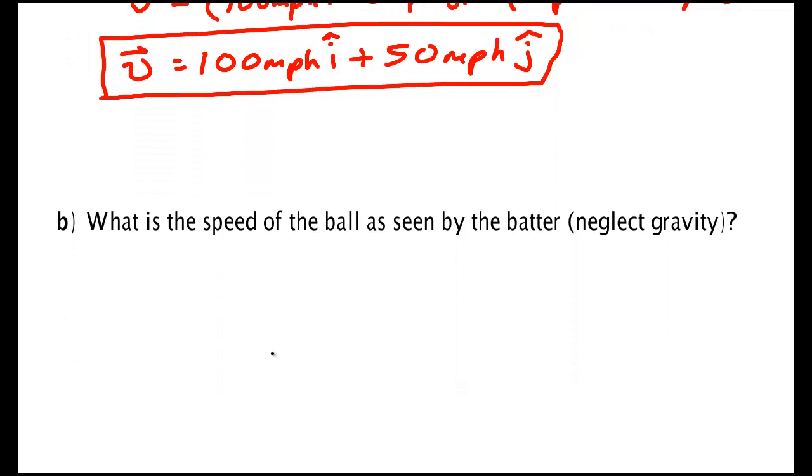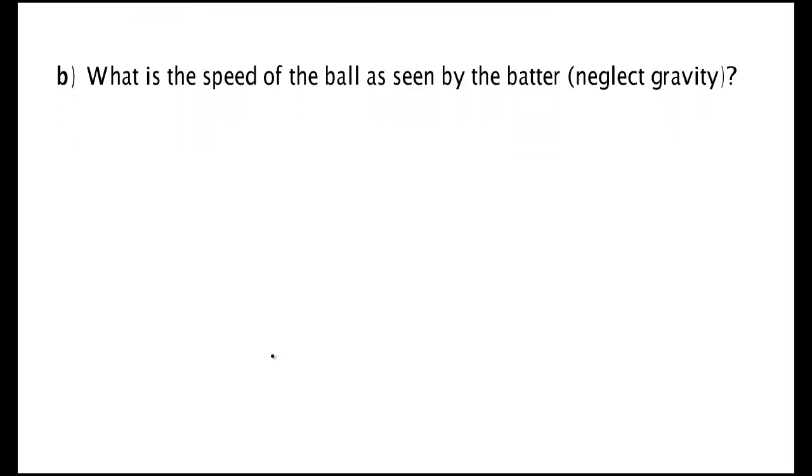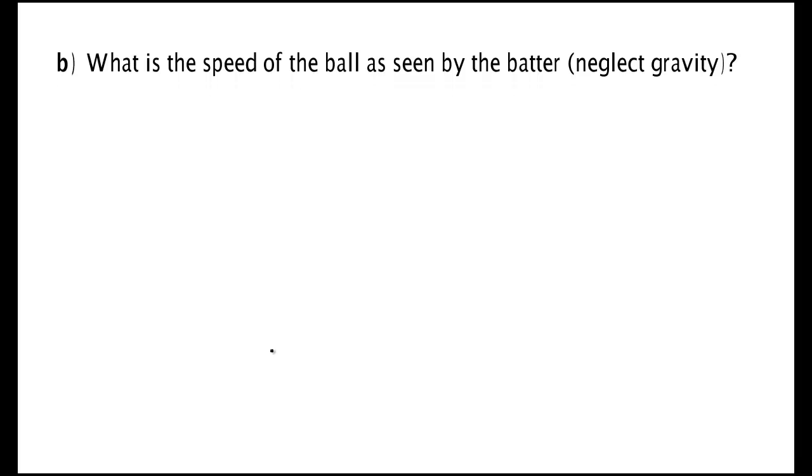Let's go ahead and look at another thing that could be asked. Sometimes people, instead of asking part A, just ask you this part B, which is what is the speed of the ball as seen by the batter. In this case, what they're really doing is asking you to find the velocity, and then when you're done with the velocity, to find the hypotenuse, that is the magnitude of the velocity. So we have, from our previous work, 100 miles per hour on this side of the triangle, 50 miles per hour on that side of the triangle. And what we're now being asked for is to find the hypotenuse.